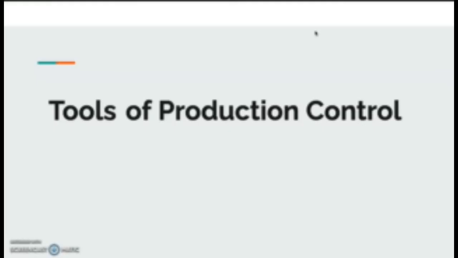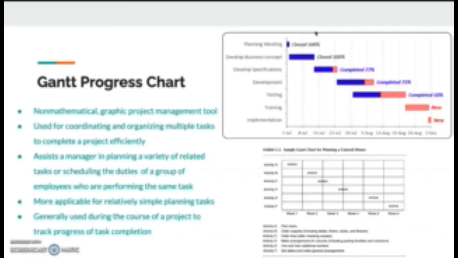Okay, now we're going to discuss some tools of production control. The Gantt progress chart is a non-mathematical graphic project management tool used for coordinating and organizing multiple tasks to complete a project efficiently. It assists a manager in planning a variety of related tasks or scheduling the duties of a group of employees who are performing the same task. It's more applicable for relatively simple planning tasks, and it's generally used during the course of a project to track progress of task completion. Here are some examples of the Gantt progress charts and the variations in format.